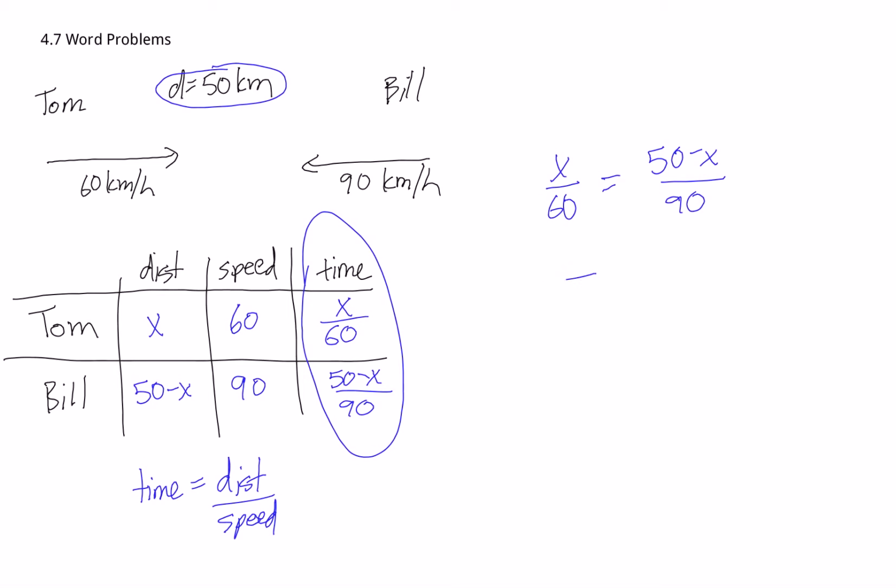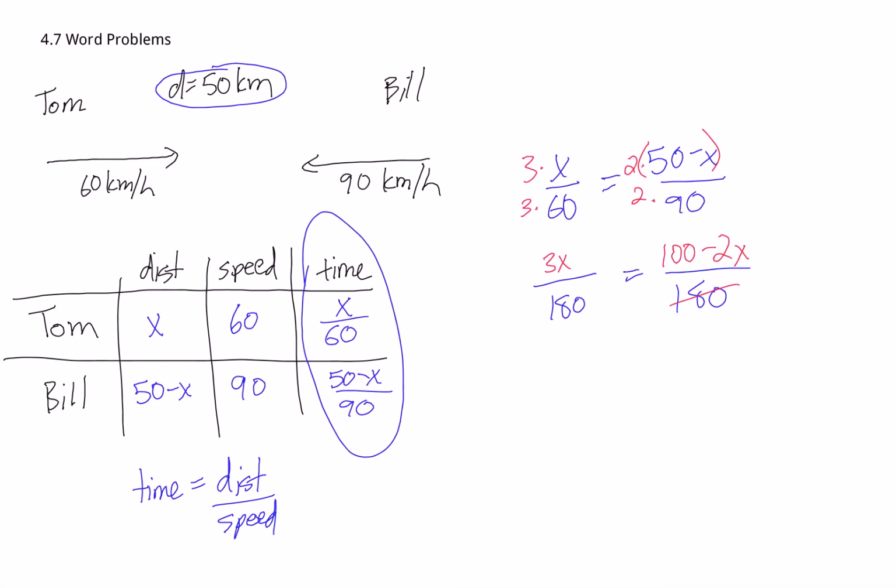Now we're ready to solve it just like we did before. So in this case, you want to make your common denominator. So I think it'll be 180 for both. So we just have to times the top to make it the same. So we'll times this one by 3, so that gives us 3x, and we times this one by 2. And make sure you times both things by 2. So that gives us 100 minus 2x over 180, and that's it.